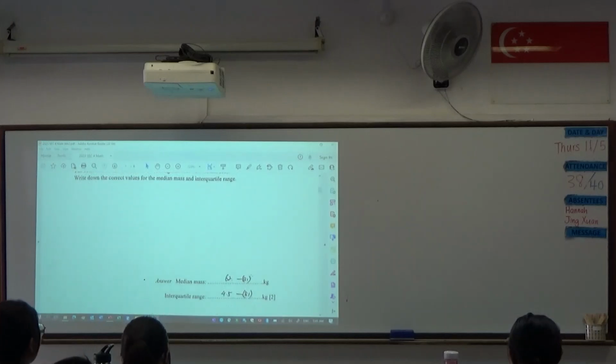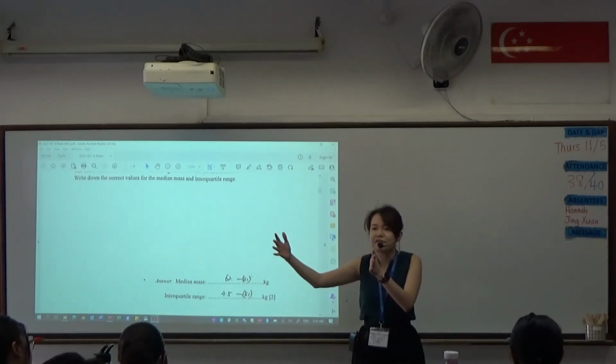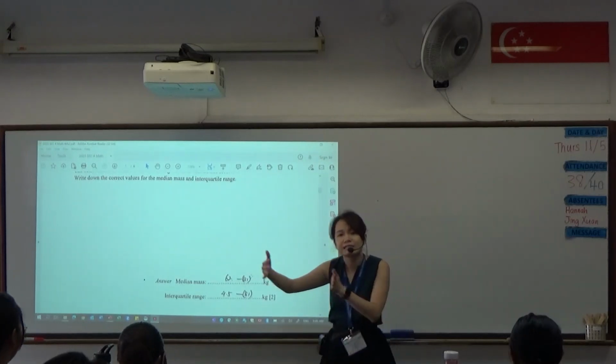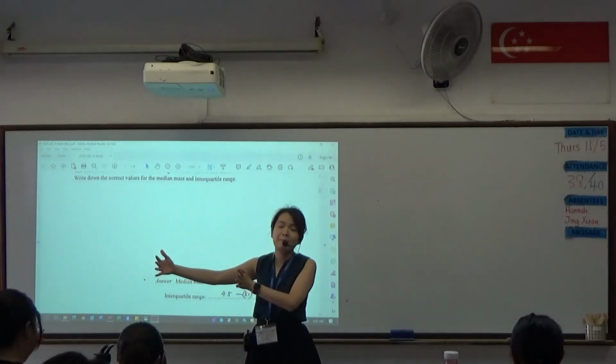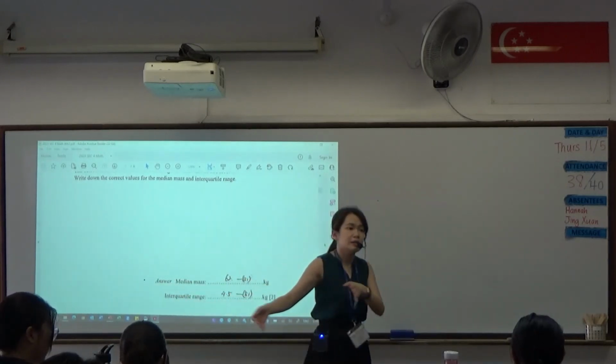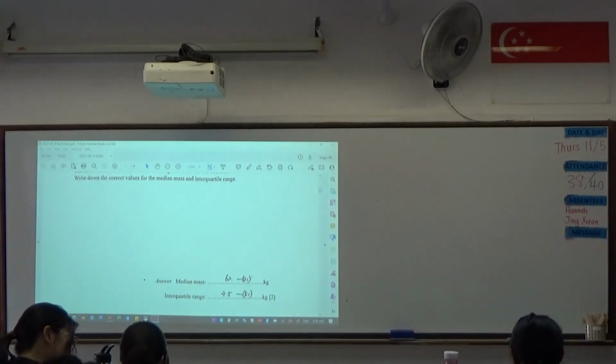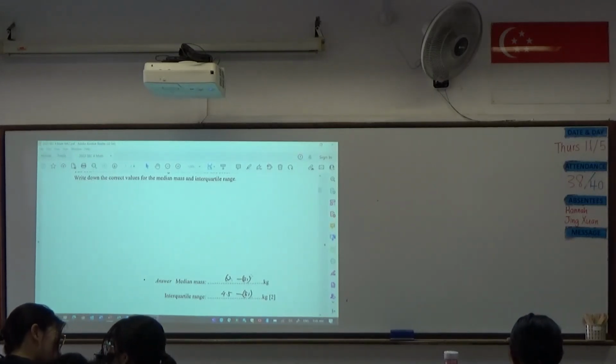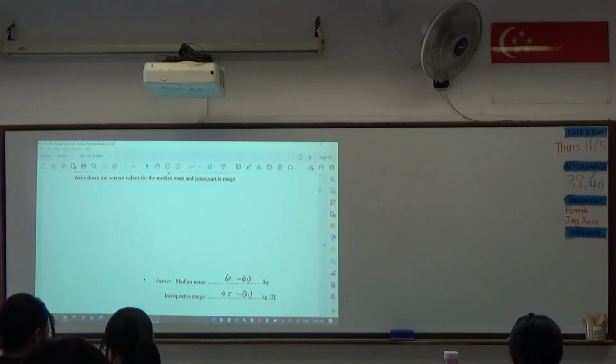Then, for the interquartile range, there is no change at all because it's just everybody's data values going down by 1.5 kg. The spread itself remains unchanged, right? Remember the interquartile range refers to your spread. The spread doesn't change while the data values all change by the same value.